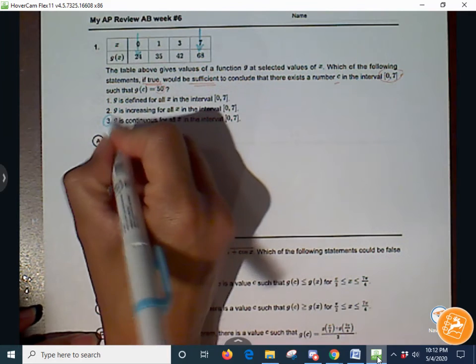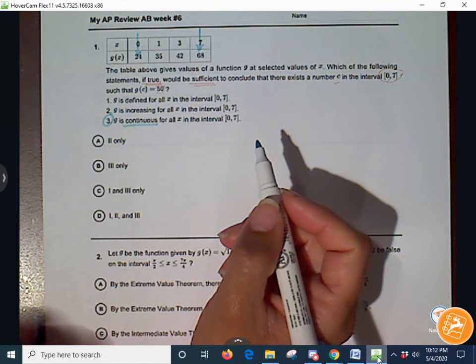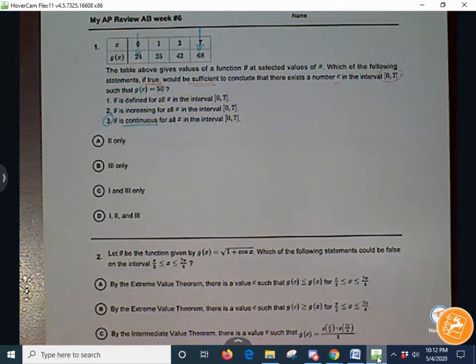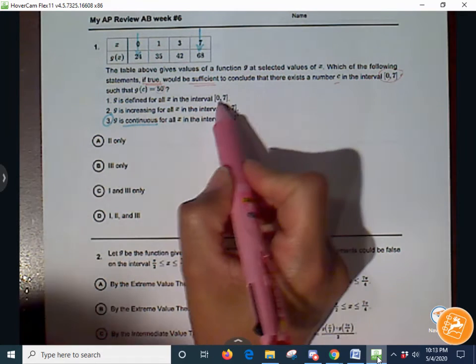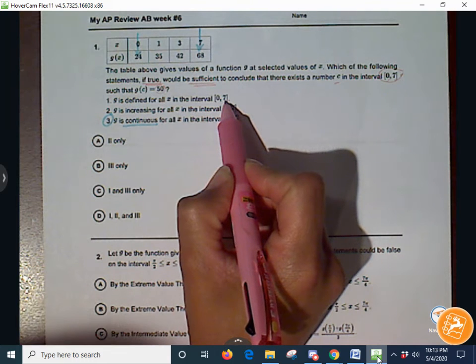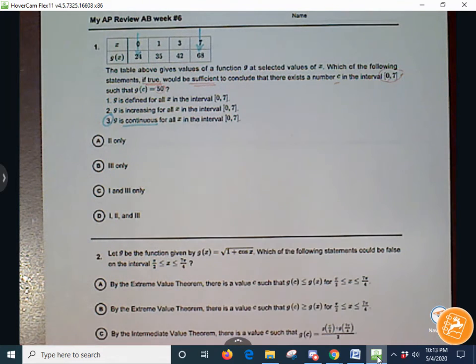I can see number 3, it says that this is continuous. Okay, now let's look at each one of these. Let's see, g is defined for all x in the interval 0 to 7. So when they say g is defined for all x, that means that for every single x on the interval 0 to 7, g has a y value for it. Now it might sound like that means it's the same as continuous, but it's not.